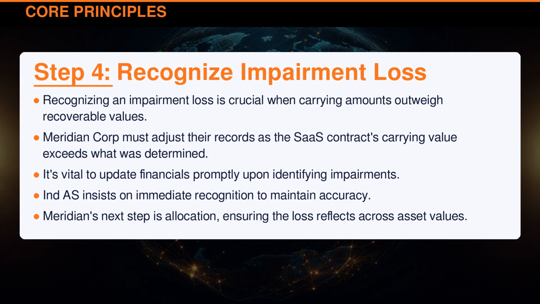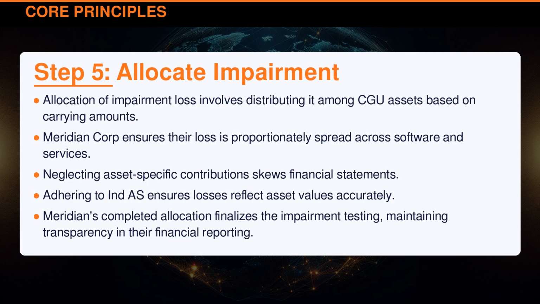Meridian's next step is allocation, ensuring the loss reflects across asset values. Allocation of impairment loss involves distributing it among CGU assets based on carrying amounts. Meridian Corporation ensures their loss is proportionately spread across software and services. Neglecting asset-specific contributions skews financial statements. Adhering to Indian accounting standard ensures losses reflect asset values accurately. Meridian's completed allocation finalizes the impairment testing, maintaining transparency in their financial reporting.